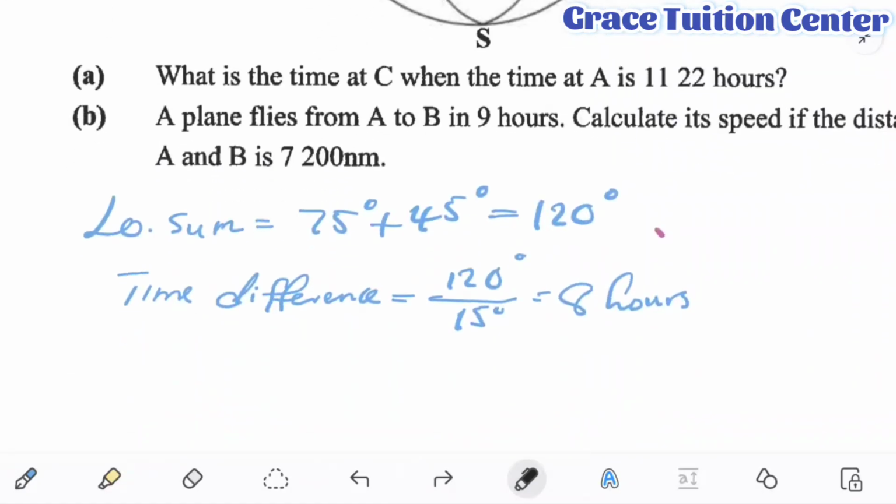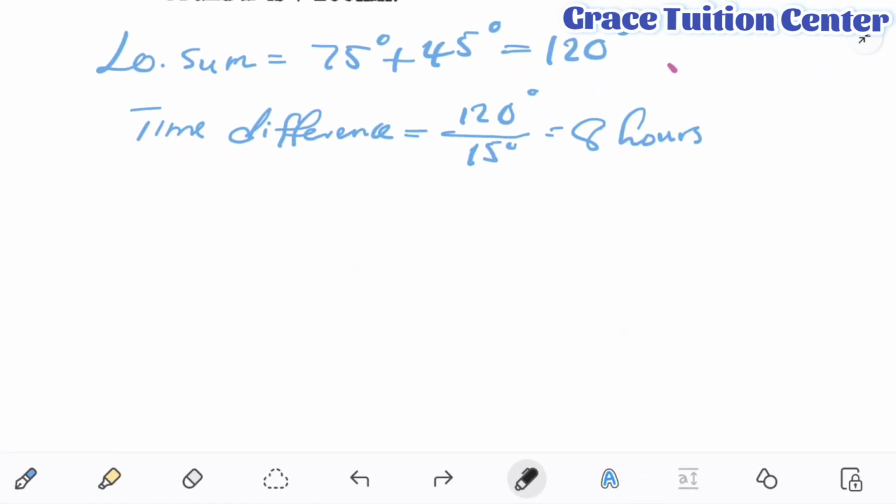So what we do now to know the time at town C, we can come here and say time at C is 11:22 plus 8 hours.